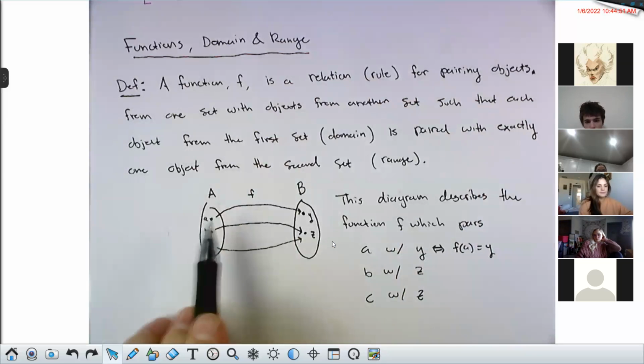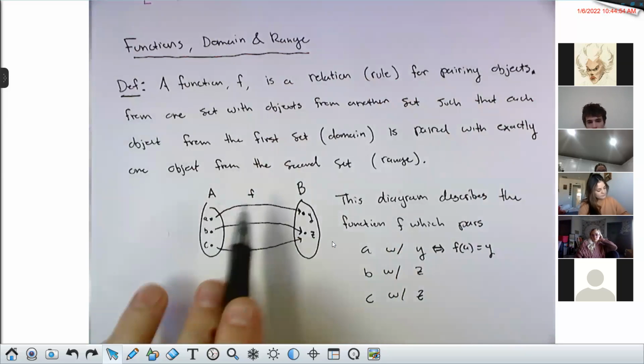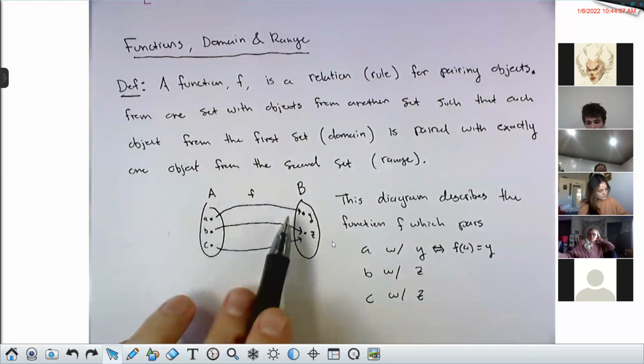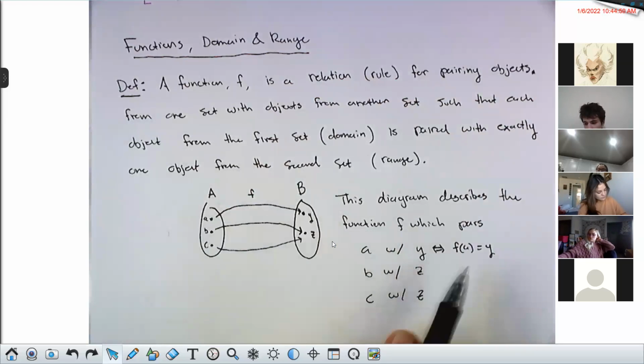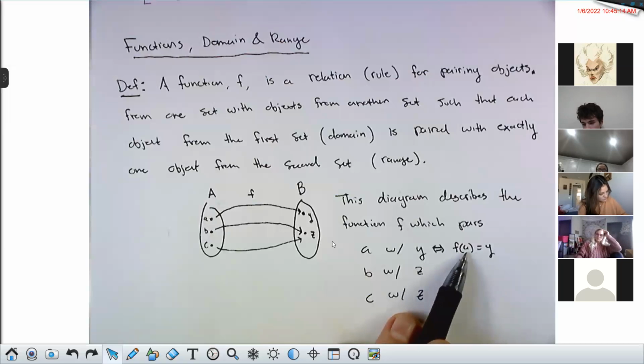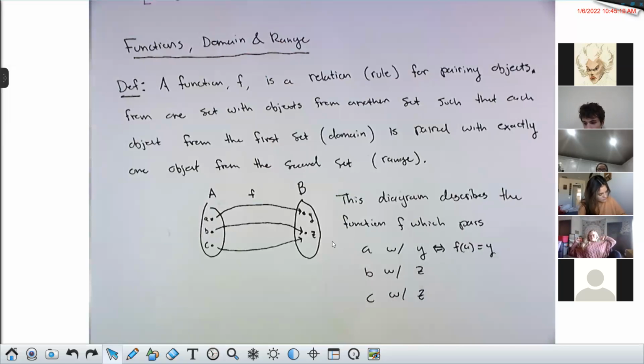Right? When I say that the object little a gets mapped to or paired with the object y, the way we describe that is by writing f parentheses a equals y. And the words for this is f of a equals y. You can think of f as an animal that has these parentheses as its mouth. It eats a, and when f eats a, it poops out y. Right? I know this is a little bit gross, but what you excrete is a function of what you consume, right?